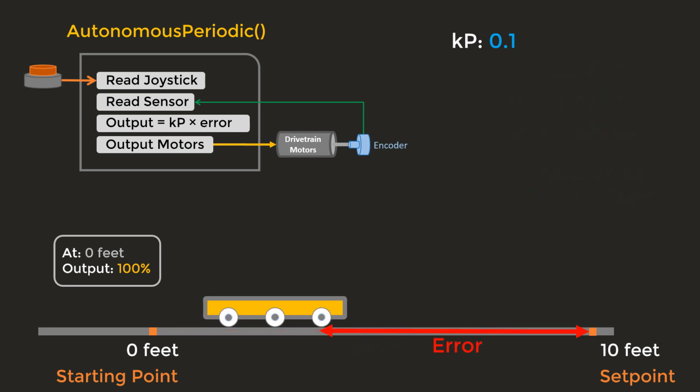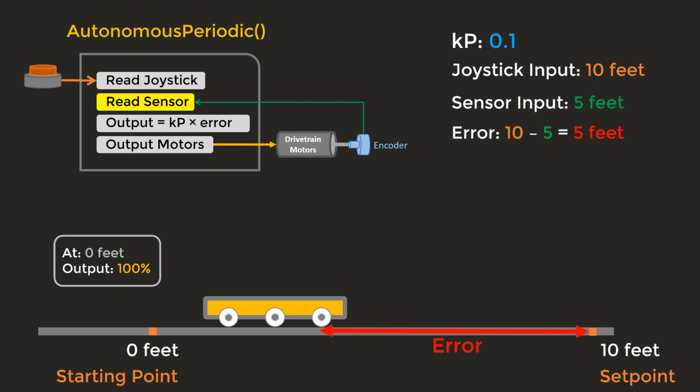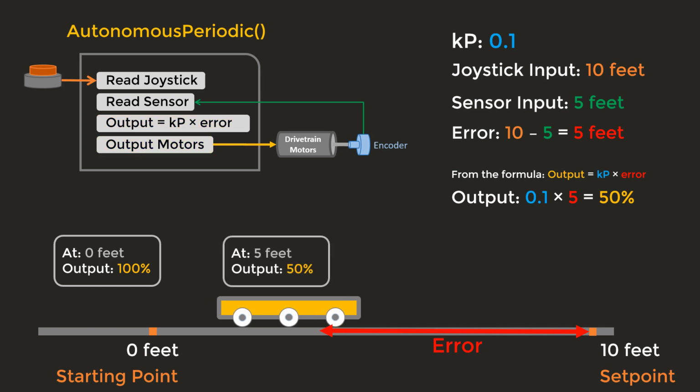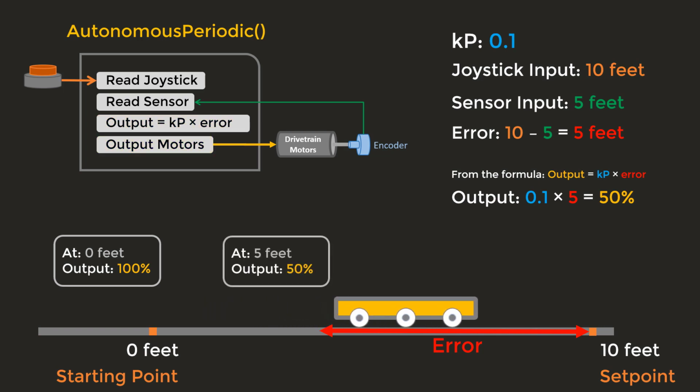The next time the code runs, the buttons still tell it to go to 10 feet. The sensors say it is now at 5 feet, which leaves an error of 5 feet. Then, the formula calculates the wanted speed to be 50%, and the robot outputs 50% to the motors. Note that Kp is a number that never changes when the code runs, but the sensor position, error, and output speed will change.